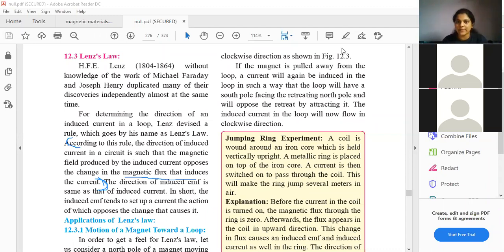Let us get back to diamagnetism. Students, please let me know if you have understood at least a little bit of Lenz's law. Please let me know. Understood, ma'am. Yes, ma'am.